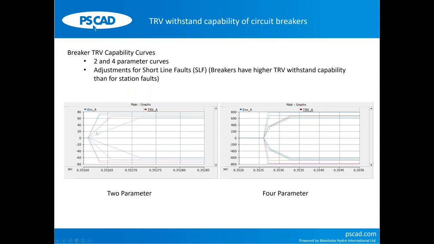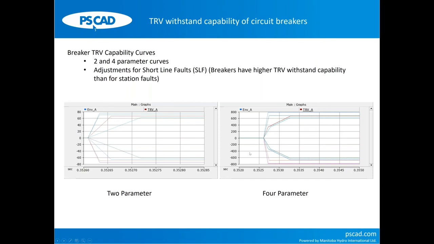Therefore, you have to define the envelope for the upside as well as the downside, but you need only two parameters. This is the starting point. You know the x value and y value, then you define the point and draw a line to that point, and then you draw a horizontal line from there. So this is a capability curve. It's called a two parameter curve.